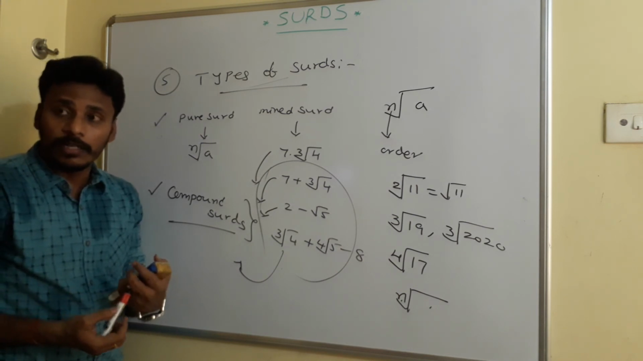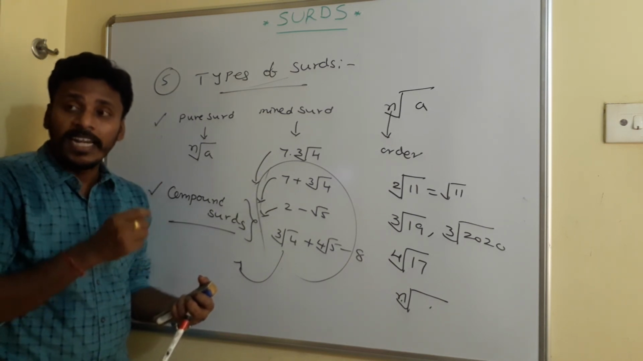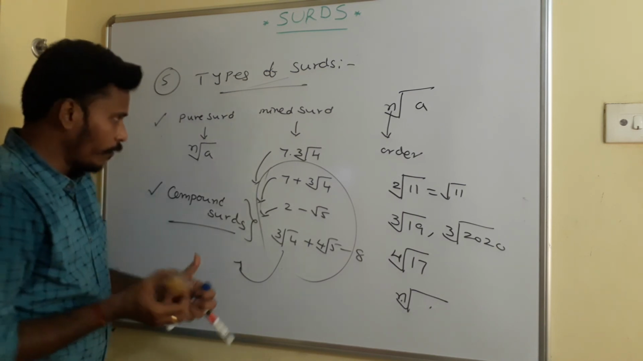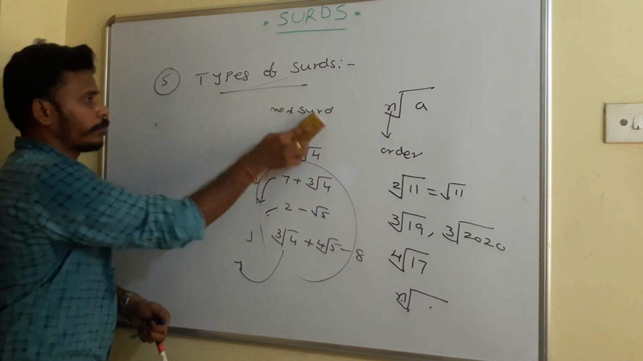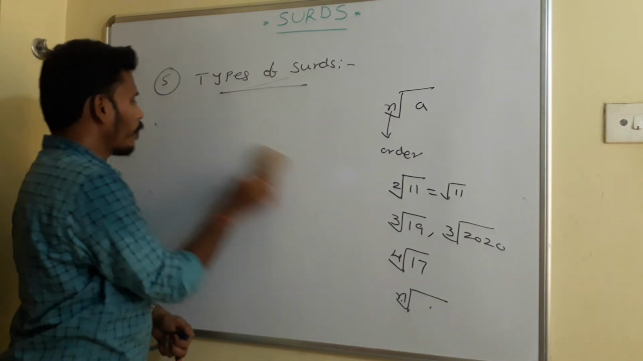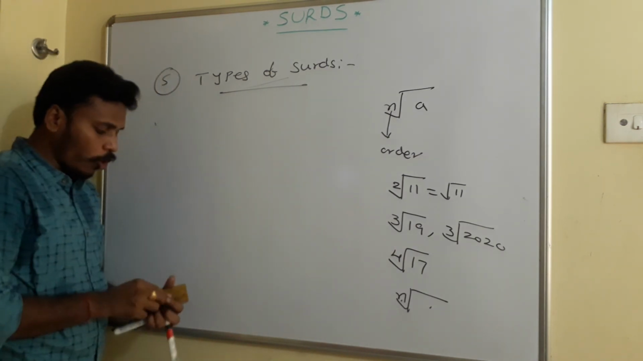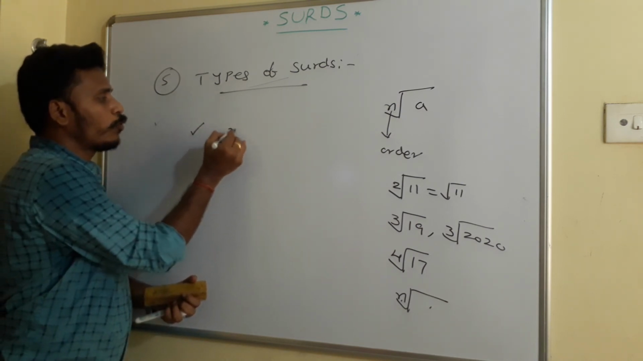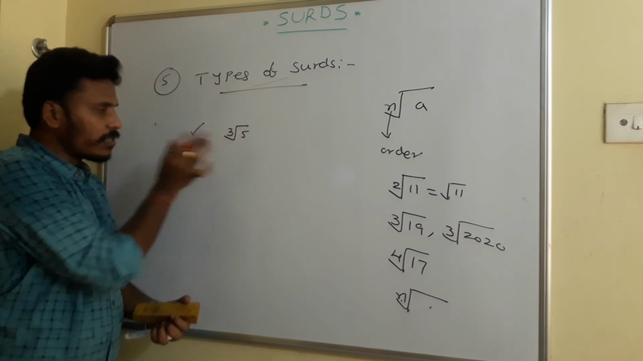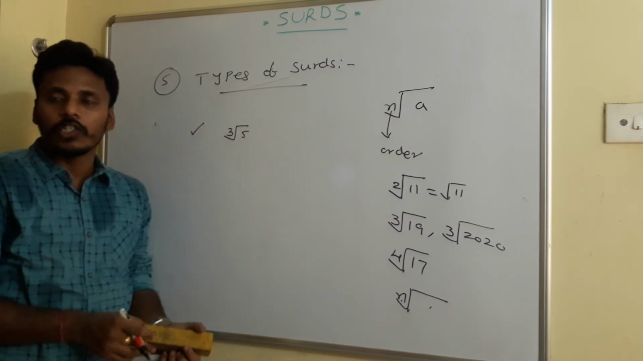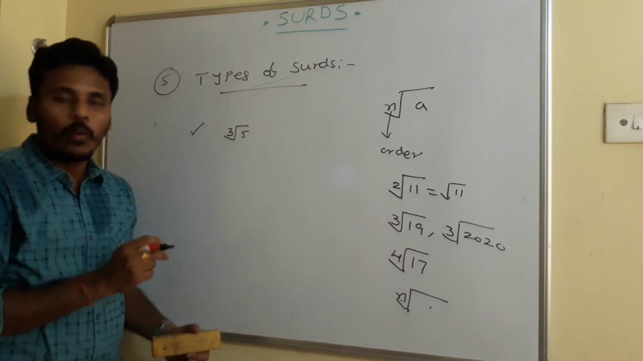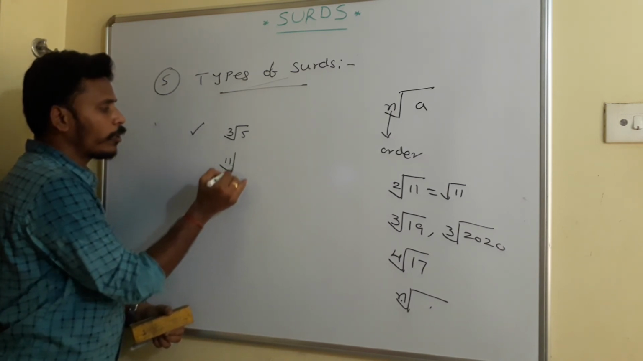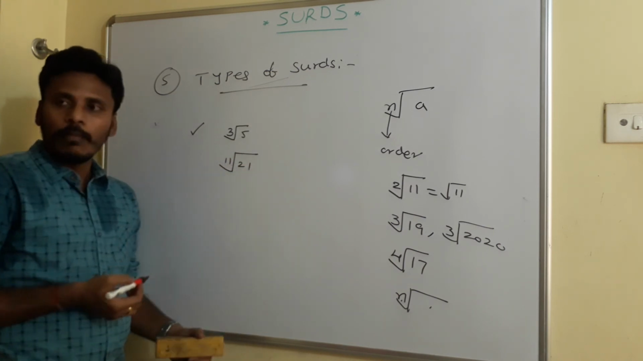There are some more types of surds, depending on the number of terms involved in the surds, right? First, if you have only one term in the surd, we call it a monomial surd. For example, the cube root of 5. This is a surd, this is a number. This cube root of 5 is called a monomial surd because we have only one value, the cube root of 5. And you may say the 11th root of 21, a monomial surd.